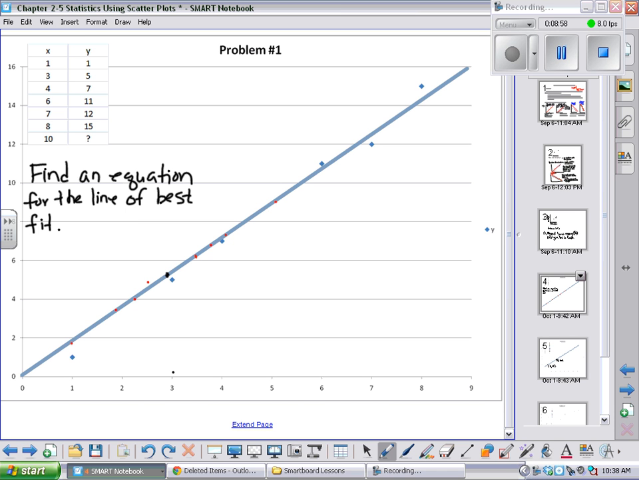So the first step is to identify 2 points on the line. I'm going to go with my first point here, which is about (2, 3). And then I'll pick another point on my line. We'll say it's like (4, 7). Then using those 2 points, just like we've been doing, we're going to first calculate the slope.